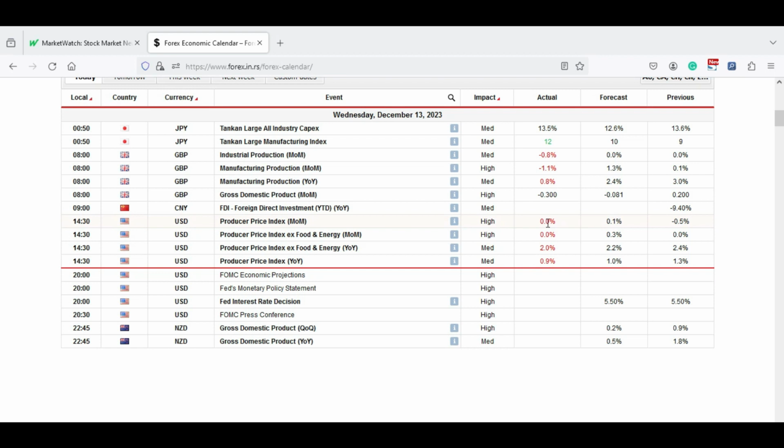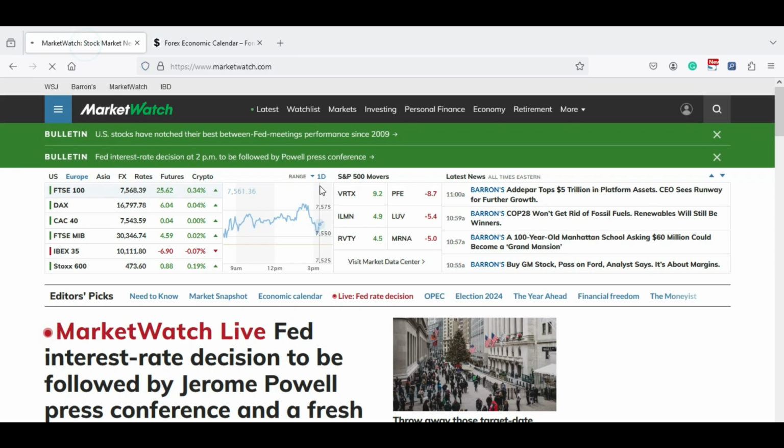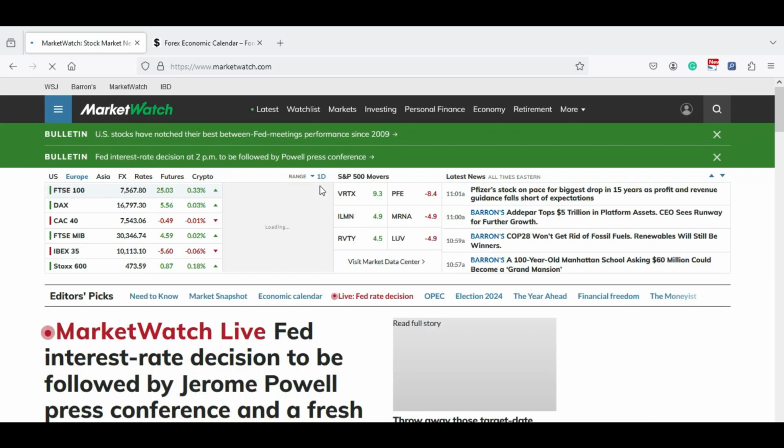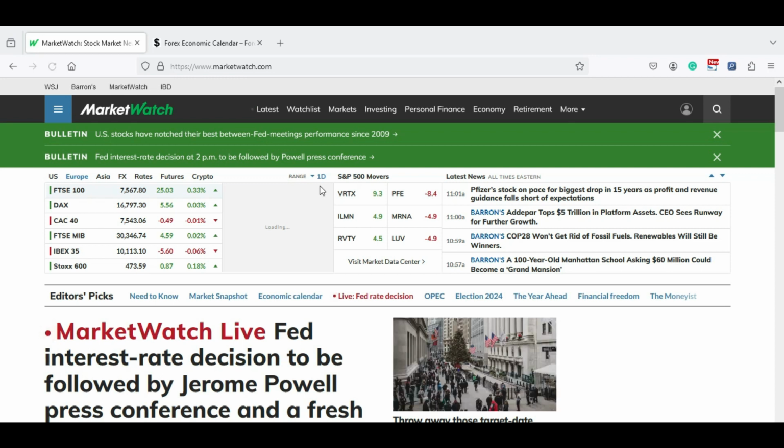This calendar can be very important, especially interest rates for the whole market, and you need to be prepared and watch that. Of course, for the stock market and indices, I recommend a free website. It's absolutely free, 100% free. It's MarketWatch, and here, as you can see, the headline today is the Fed interest rate decision to be followed by Jerome Powell's press conference and a fresh dot plot. So you can see this interest rate decision today, the 13th of December, is very, very important.